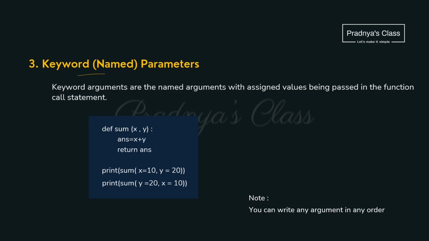Here is the third way of passing parameter called as keyword or name parameter. In this, we pass the parameter with name. Look at this function call. We are writing the name of the variable along with its value. The value of x will be 10 and y will be 20. We are passing the value with name, that's why it is called as name parameter.